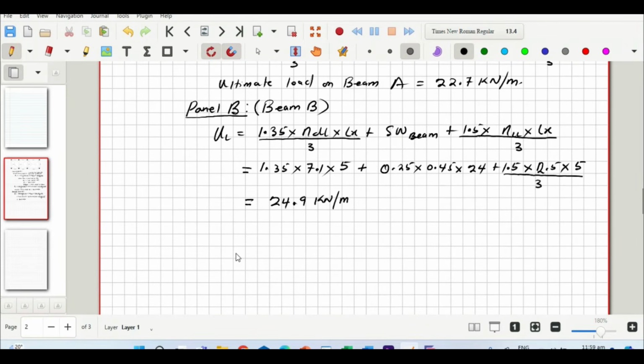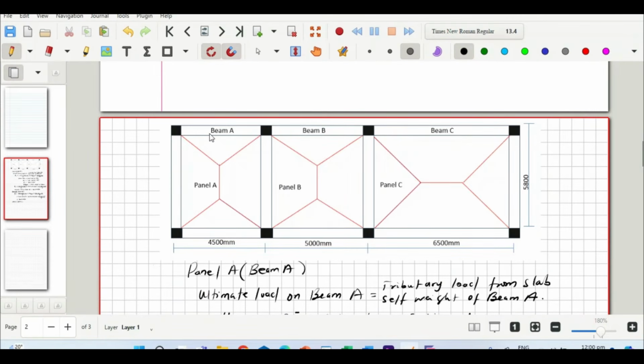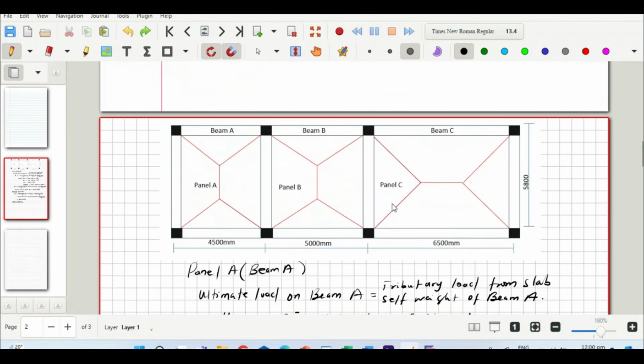Now let us consider panel C. In this case we are considering beam C. The loadings on beam A, beam B, and beam C will be similar to the loadings on this beam because we have the same dimension. Now considering beam C, it has a trapezoidal load distribution. So we are not going to use the same formula we used for beam A and then B.